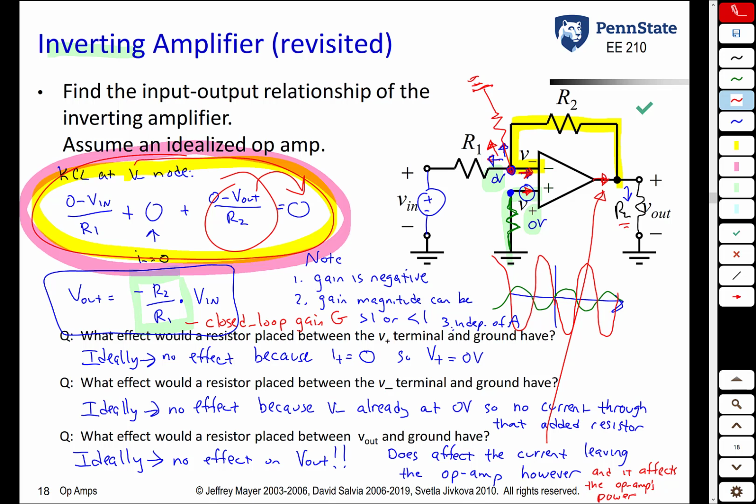So what we saw here in these three questions is a resistor here will not change V out, a resistor added here will not change V out, and a resistor added here will not change V out. And this is all due to the ideal properties of the op-amp. Let's do a couple simple examples here.